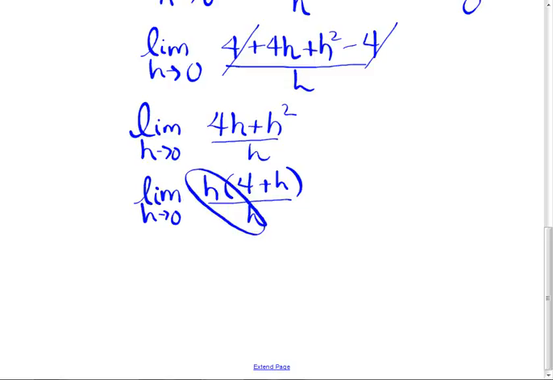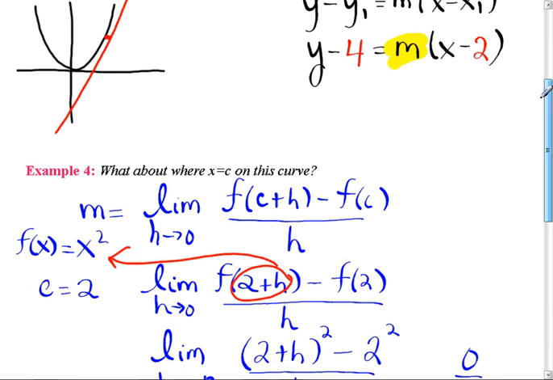Okay, so as long as I'm not at 0, I don't care what happens when h is 0. That's not unimportant. But h is going to be really super close to 0. In effect, I can put in 0 there. And what's the limit? It's 4. And so that's what I'll put in way back here. m equals 4.